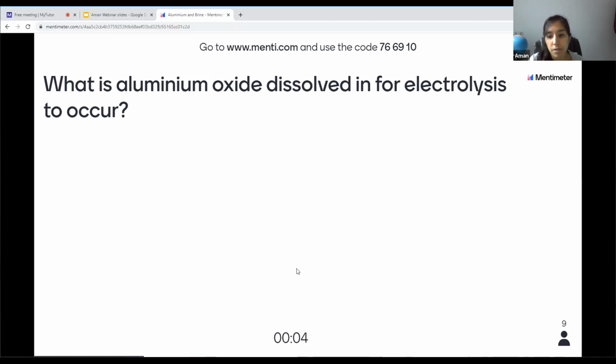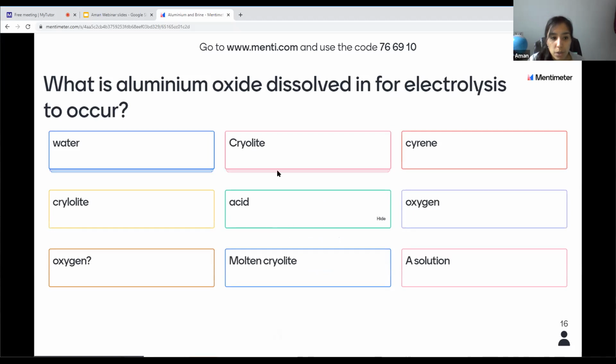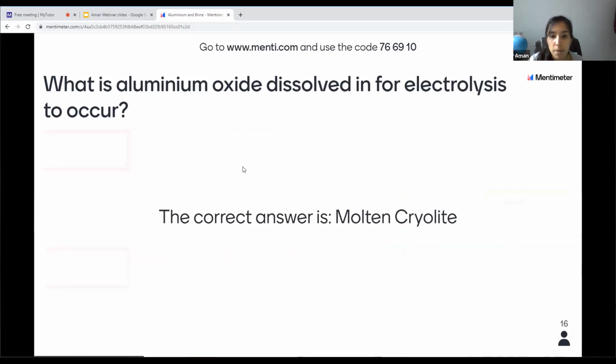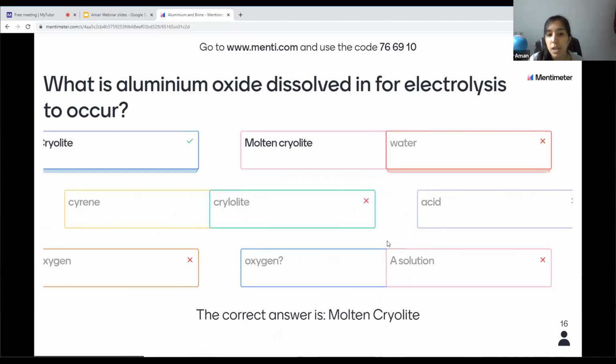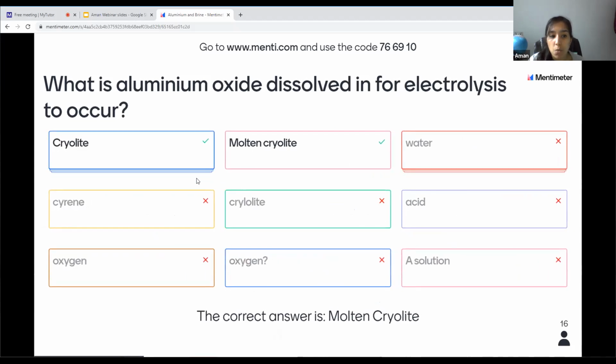So 5 seconds left. So the answer was molten cryolite. Yep, so I can see lots of answers there. So cryolite, molten cryolite were the correct answers. So it's not dissolved in water or oxygen.